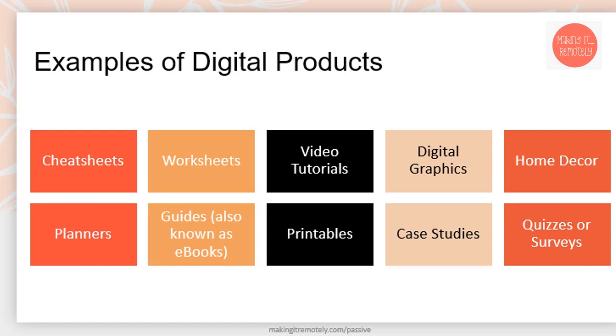Planners, think about how many people want to get organized. They want a simple way to organize their lives. So organizing their schedules, organizing their home, organizing their business. And so planners are a great way to do that. Guides, also known as ebooks. So guides and ebooks are the way that people learn how to do things.